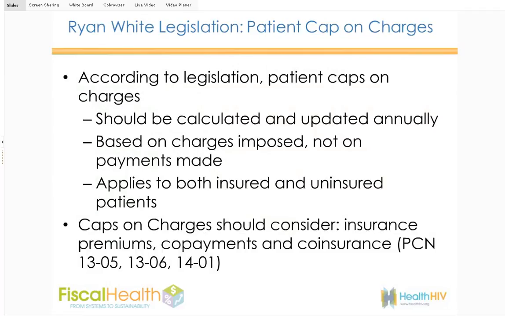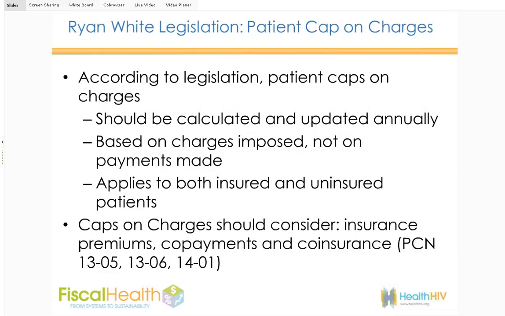So according to legislation, patient caps on charges should be calculated and updated annually, based on the charges imposed and not on payments made. That's very important. When you are tracking a patient's cap on charges, you don't have to have proof that the patient has paid the charge. You just have to have proof that the patient has been charged that amount.